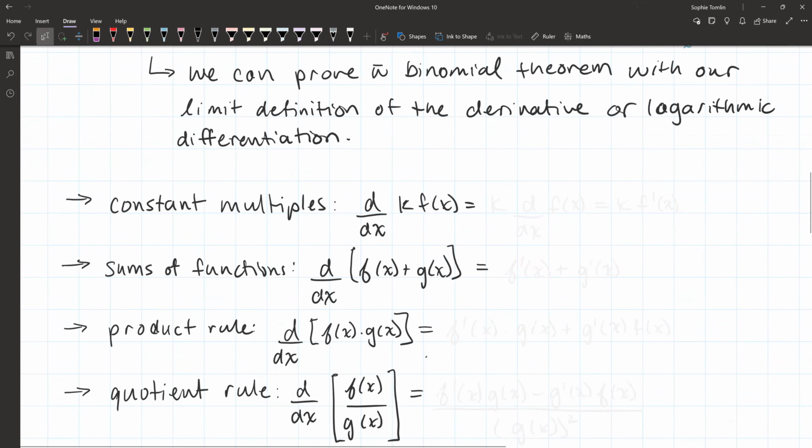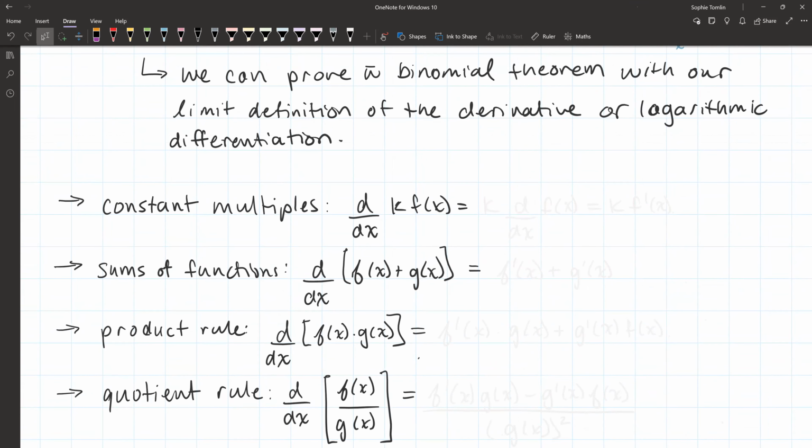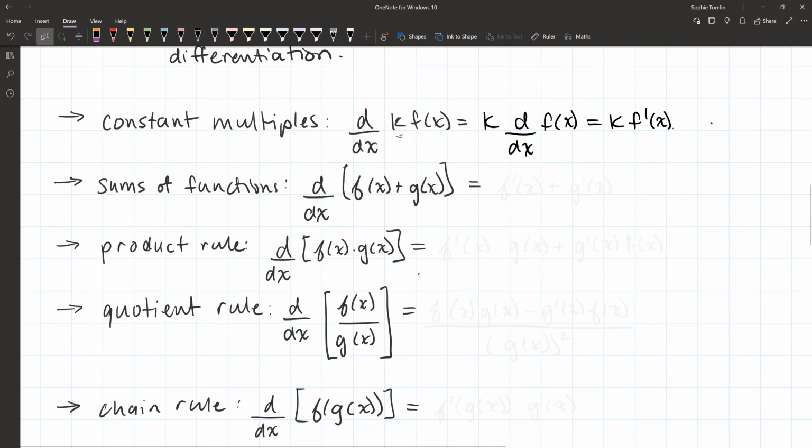We also have this idea of constant multiples of a function. If we take the derivative of this constant k times this function f, we can take that constant multiplier out. That'll be the same thing as the constant times the derivative of this function f. So using our f prime notation from earlier, that will look like that. Another property with derivatives is the sum of functions. The derivative of a sum is the sum of the derivatives.